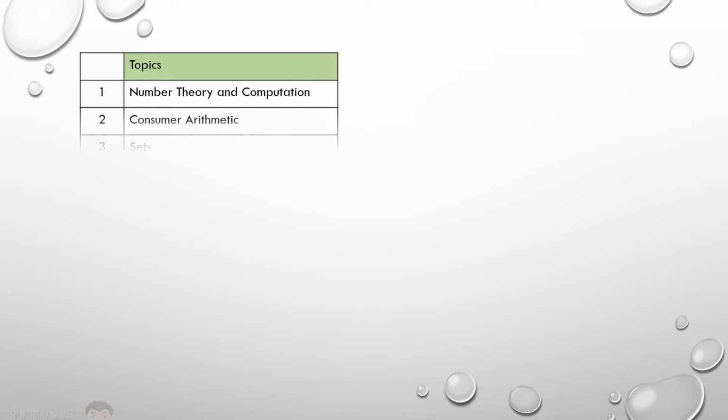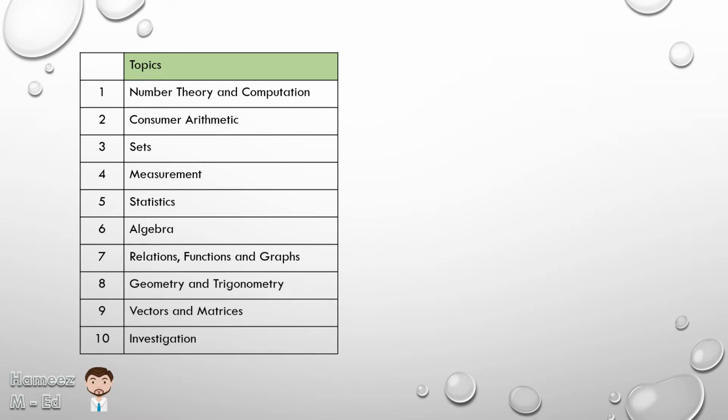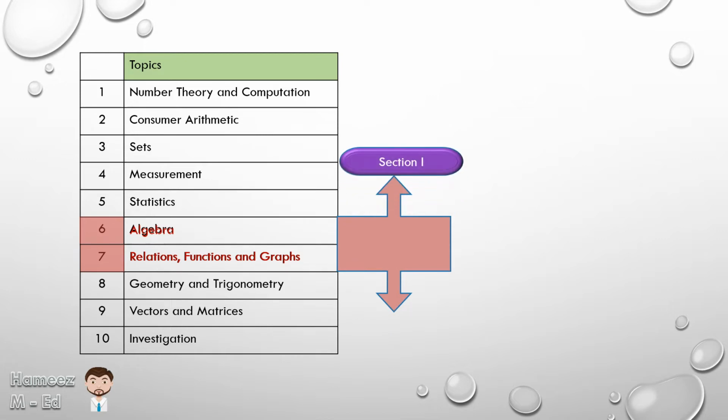As we look at the 10 major topics in CSEC Mathematics, this video looks at topic number 6, Algebra, and topic number 7, Relations, Functions, and Graphs. Both these questions appear individually in section 1 of the paper and appear combined as one whole question in section 2. This video looks at the question that appears in section 2, which comes as one full question with 12 marks out of 100.